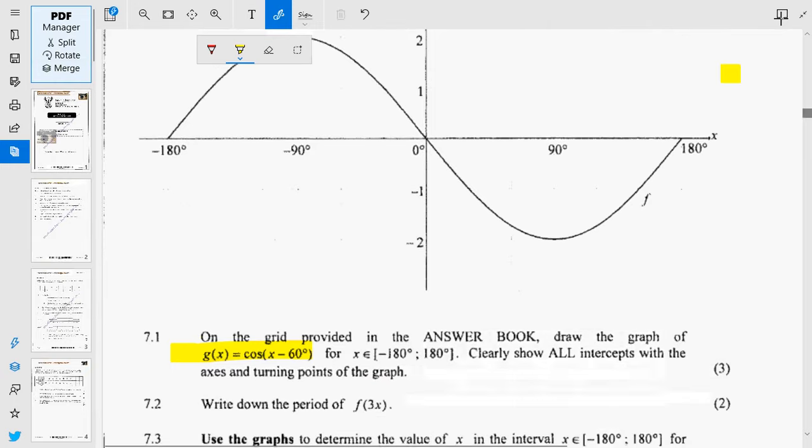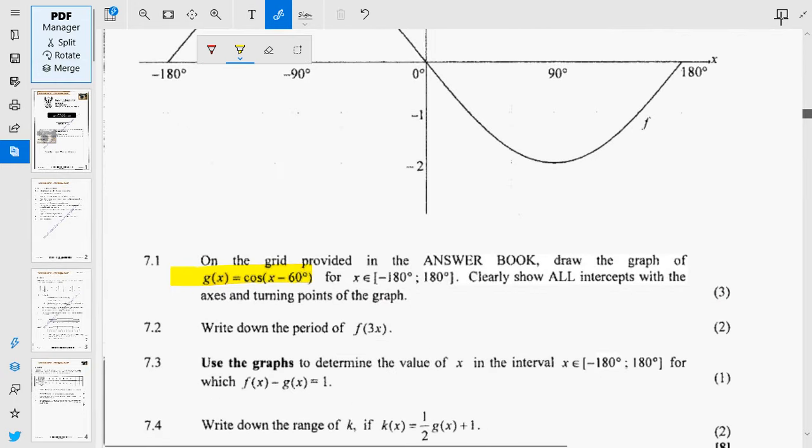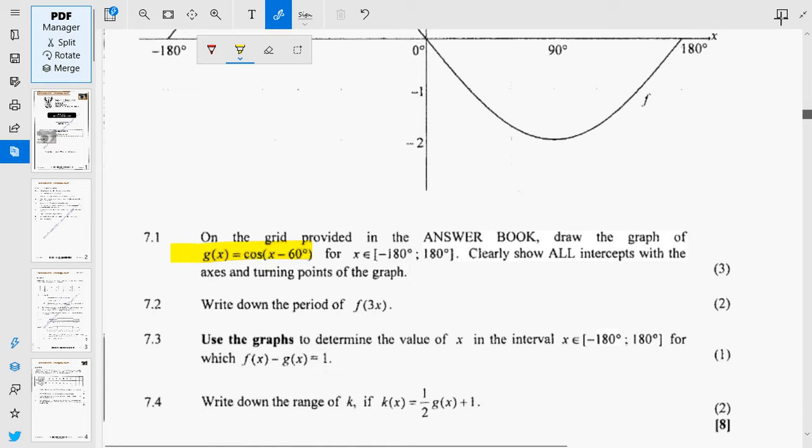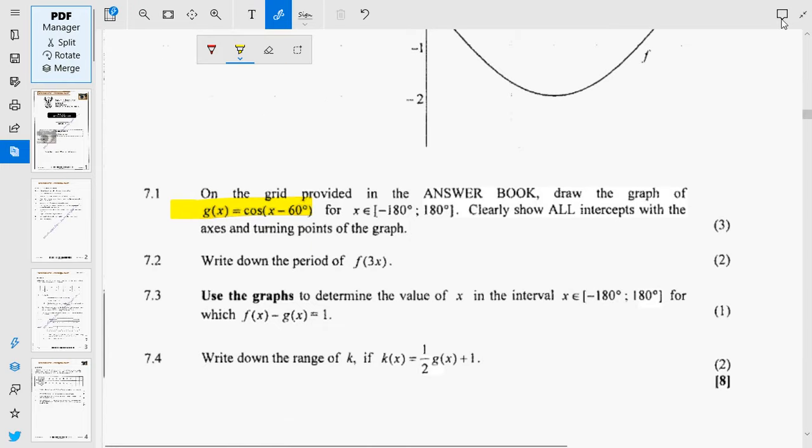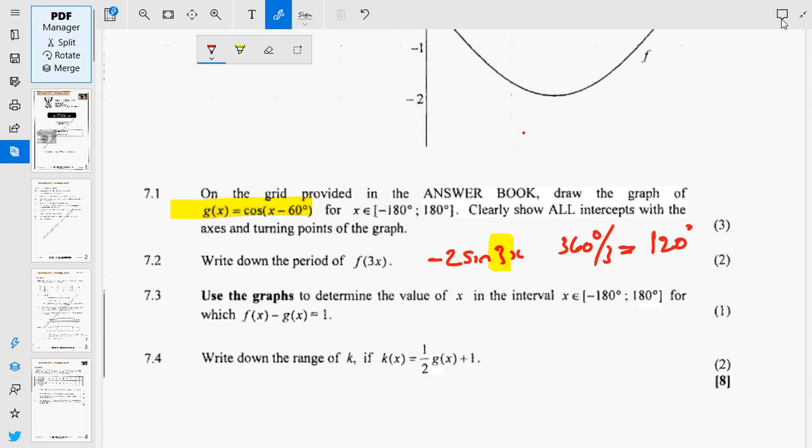The next question is asking us to write down the period of f of 3x. So this means wherever you see an x in the graph of f, go and substitute 3x. So what I'm going to have there is the new graph, minus 2 sine 3x. And remember, for the period, we just take the normal period and divide by 3. So there you're going to have 360 divided by 3, and there you're going to have 120.